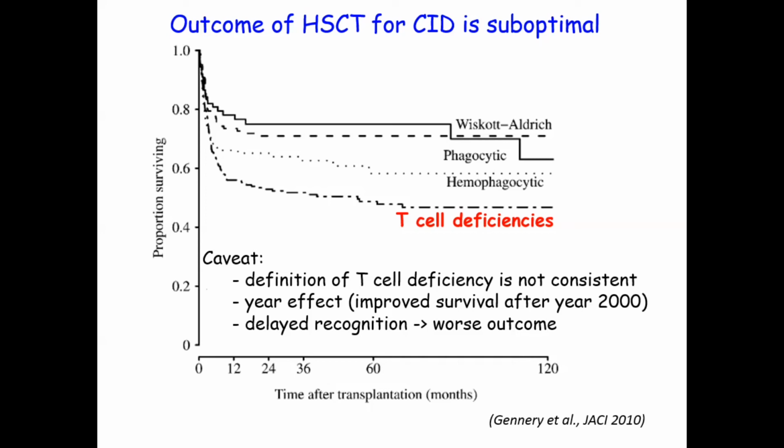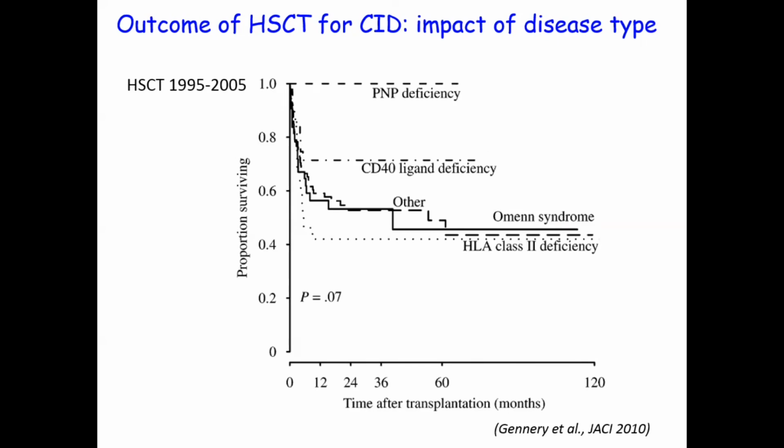There is clearly, and this is a good thing actually, a year effect. So transplants that were done after year 2000 seem to do better. But also, very importantly, the delayed recognition of these disorders results in worse outcome. And unfortunately, this is a problem with combined immunodeficiencies because many of these patients are only diagnosed later in life when they've already got complications.